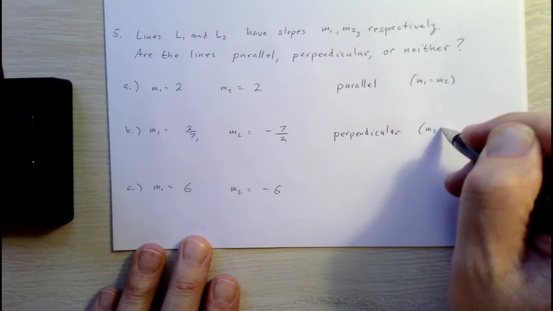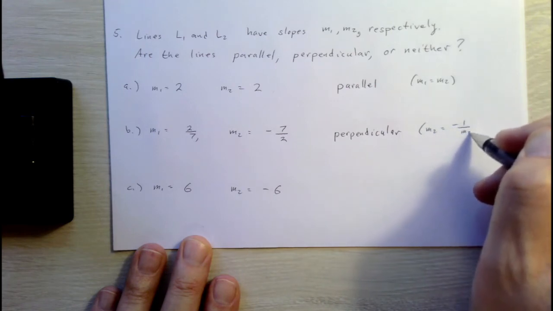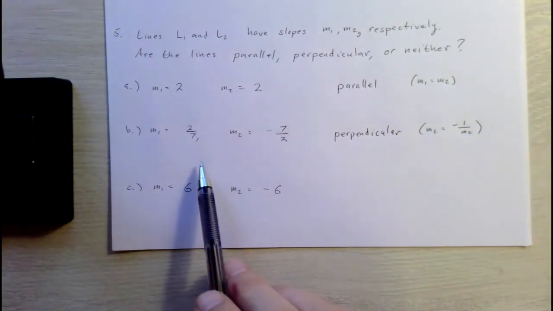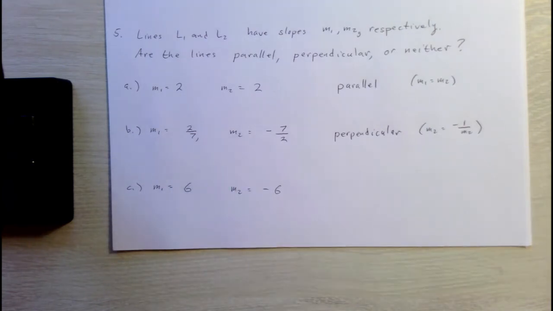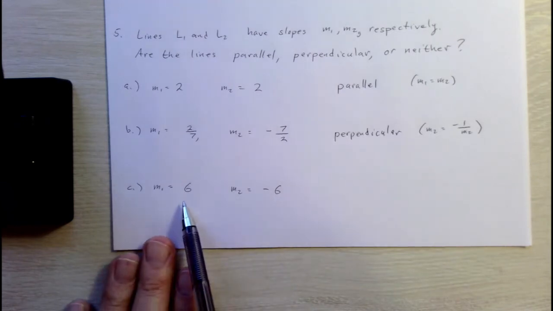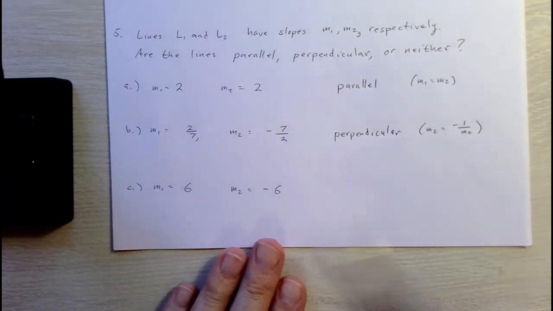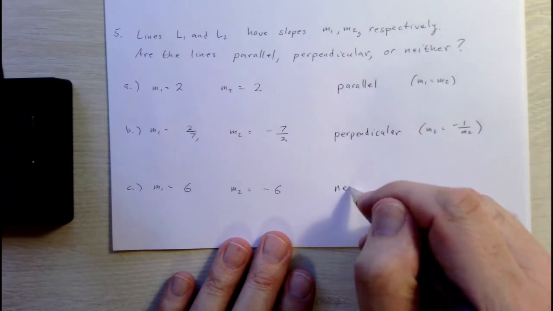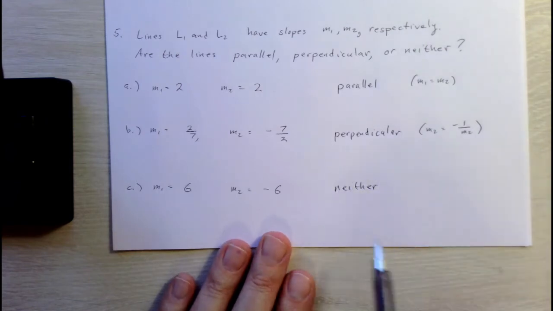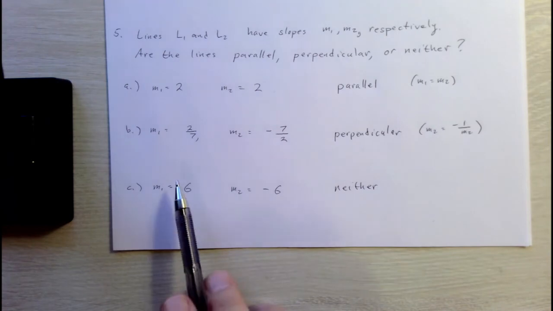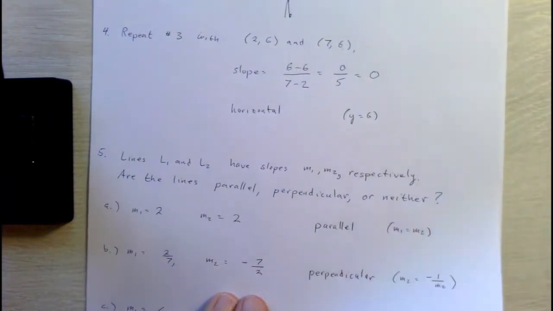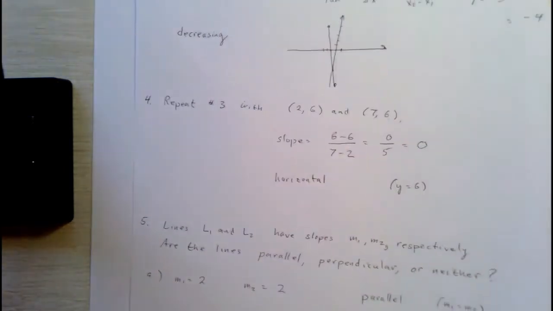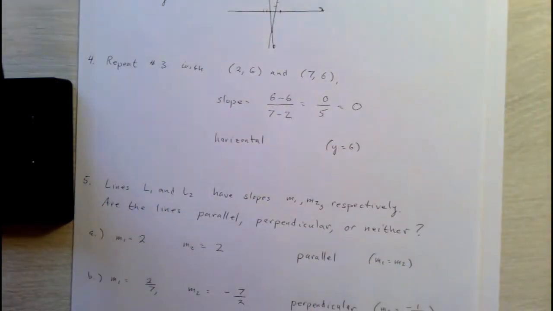Since M2 is going to be 1 over M1, right? The reciprocal of 2/7 is 7/2, but we put a minus here. So they're negative reciprocals. In this case, the slopes are opposites of each other. That doesn't tell us anything, so they're neither, because they're neither equal nor negative reciprocals of each other. All right, so next problem.